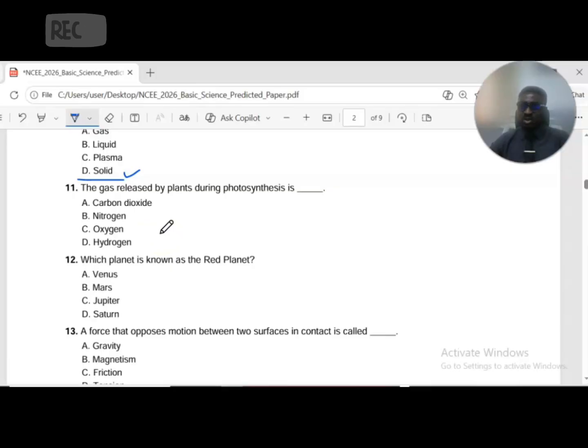When photosynthesis occurs, what is the byproduct? Is it A, carbon dioxide, B, nitrogen, C, oxygen, D, hydrogen? Remember, plants during photosynthesis use inorganic substances such as water, H2O, which is the chemical formula for water, and carbon dioxide, CO2. So the byproduct they release is option C, oxygen. And this is what animals, including humans, use.